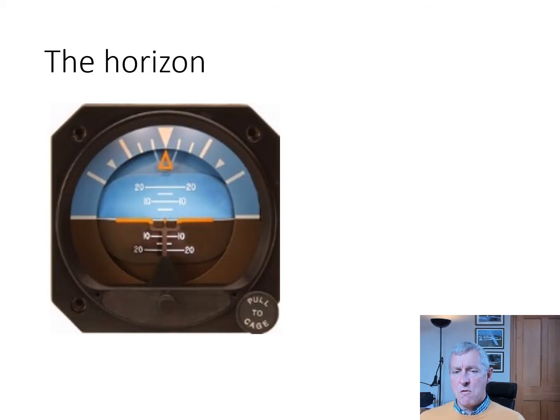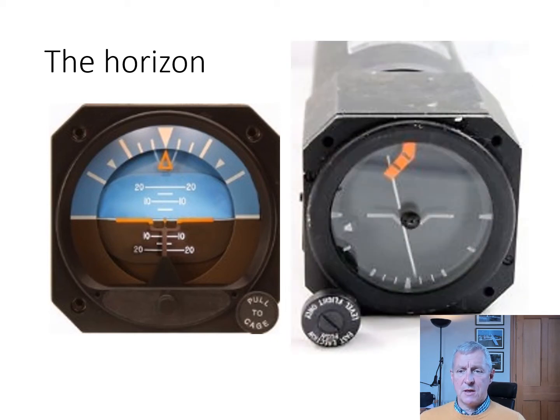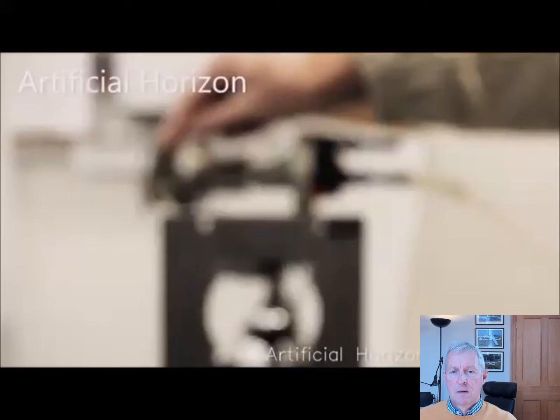The artificial horizon, or attitude indicator. These are a couple of mechanical ones, the one on the left being a little bit more modern than the one on the right, which is an old military one, I think. We'll have a look and see how the mechanical ones work in the next slide. And here's a video showing the operation of an artificial horizon.